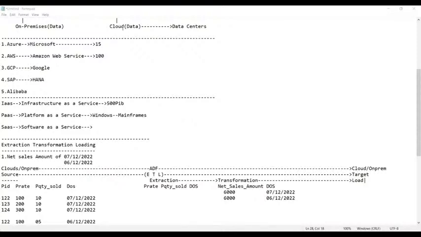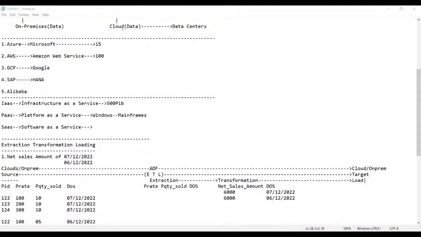Sir, what are the prerequisites to learn this? Basically, you don't require any prerequisites. SQL, obviously SQL is required, but even if you don't know SQL, you can manage it. But obviously nowadays in IT, SQL is something you must and should know.